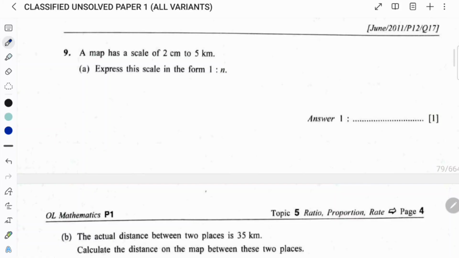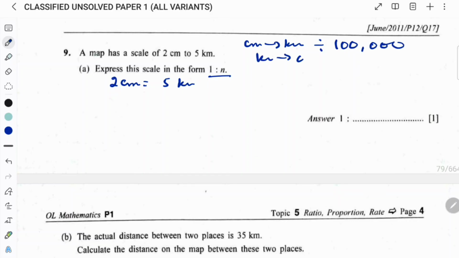Now look at another question of scales and maps, question number 9. A map has a scale of 2 centimeters equal to 5 kilometers. Write in the form 1:n. It means we have to find, like in the previous question, 1:25,000, we'll have to keep our answer like this. So remember, kilometers to centimeters: divide by 100,000 goes the other way, so kilometers to centimeters you will multiply by 100,000.